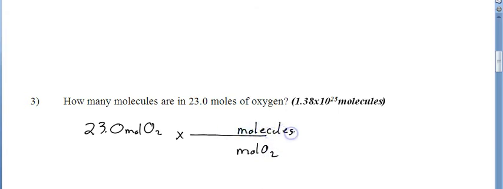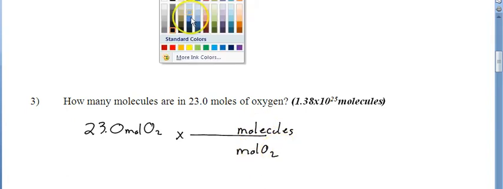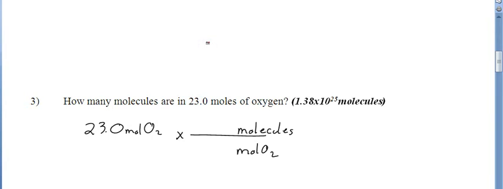So now we need to know a way to convert moles to molecules. That is not molar mass. Molar mass is specific for grams to moles. This is moles to molecules, or any particle in general, is defined by Avogadro's number. 1 mole is equal to 6.02 times 10 to the 23rd.